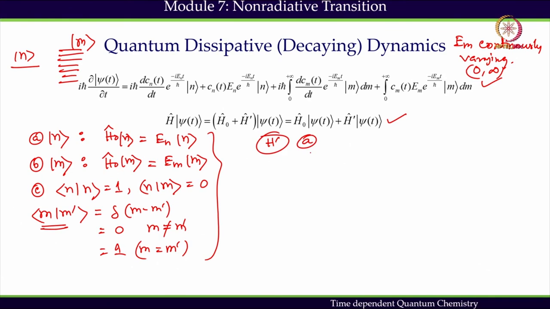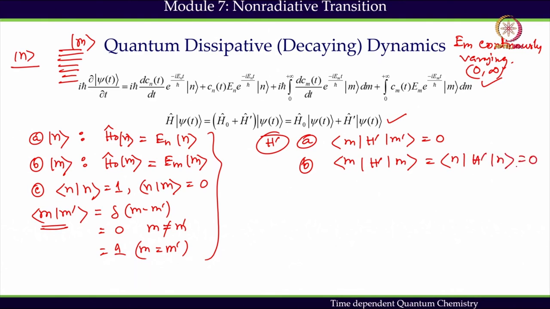The first assumption is that this coupling does not allow interaction between states of the continuum, which means that the coupling H dash m m dash is 0, where m and m dash are any two states in the continuum. The coupling does not allow interaction of any state with itself, that is also another assumption we are making. H dash n n and H dash m m are all 0. They are not coupling the state with itself.